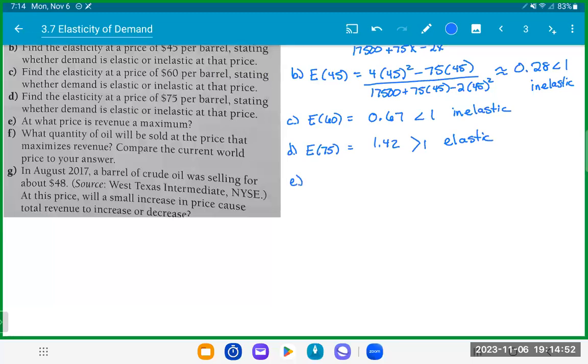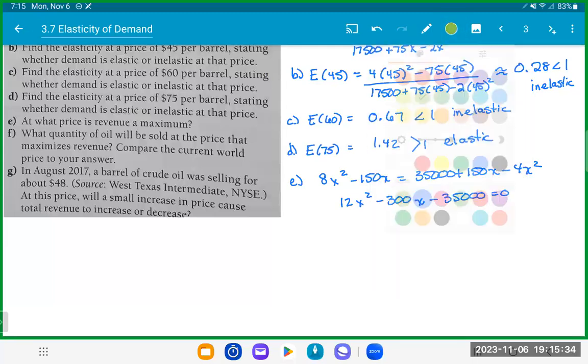So in part E, we want to find where our total revenue is maximized. And so we would set our numerator, which is 8x squared minus 150x, equal to 35,000 plus 150x minus 4x squared. And we'll solve this out. Move everything to one side. We end up with 12x squared minus 300x minus 35,000 is equal to 0.